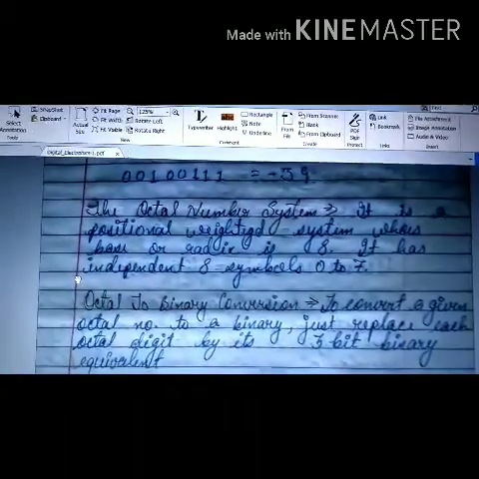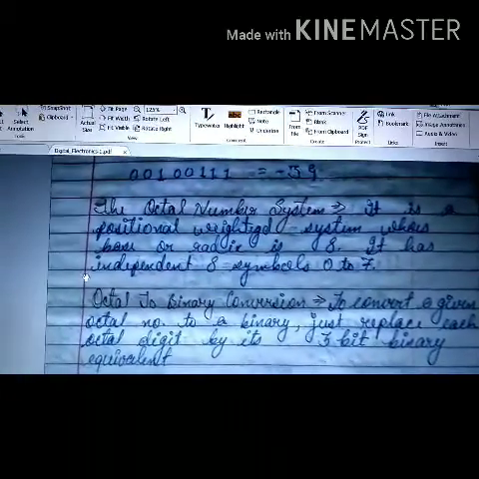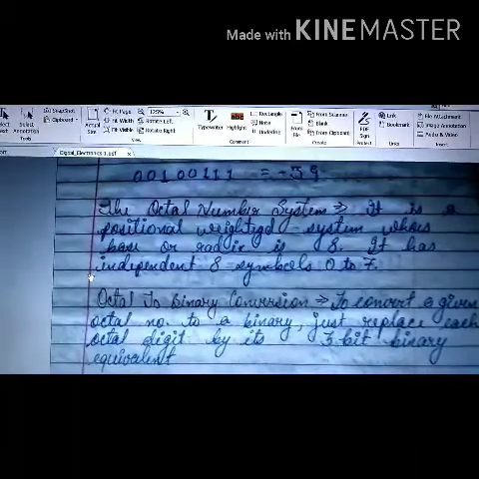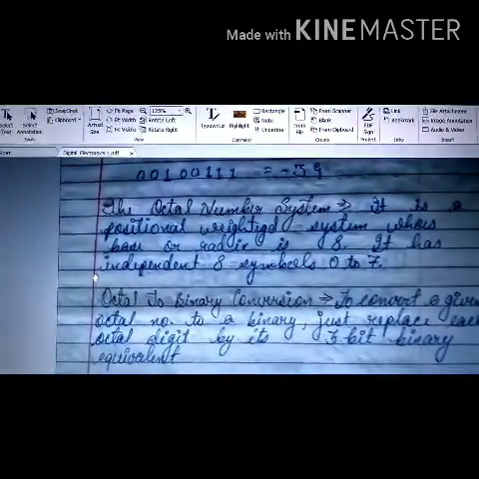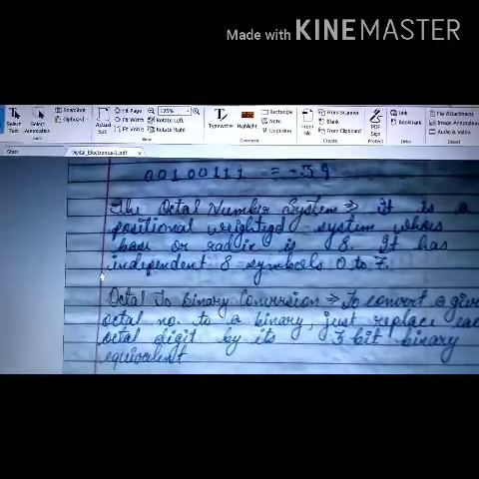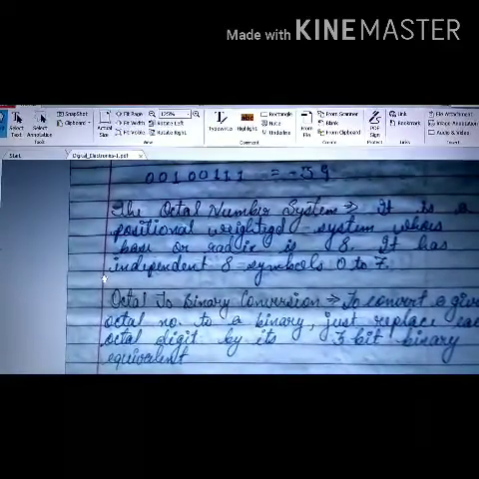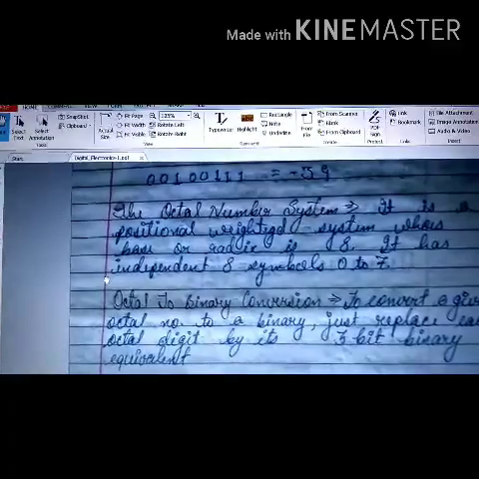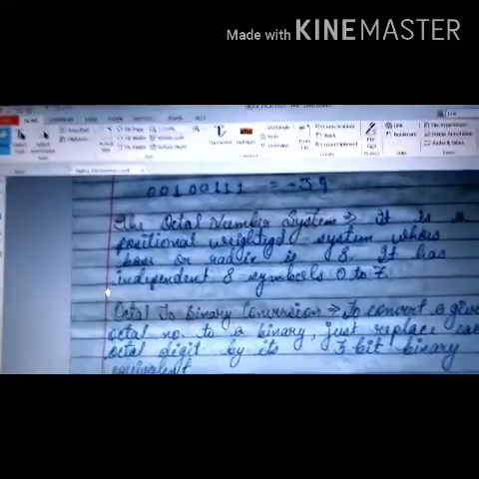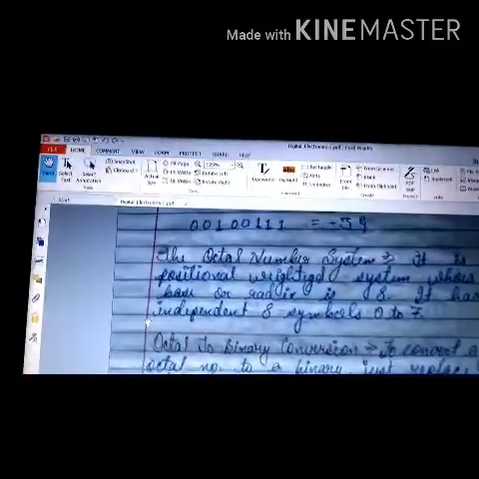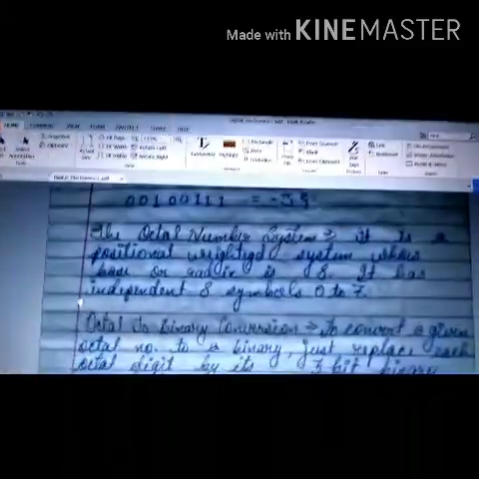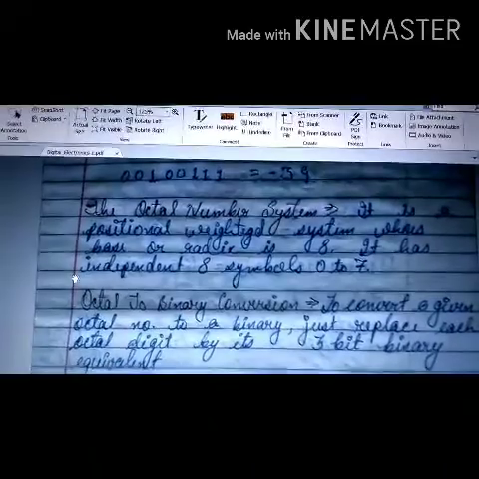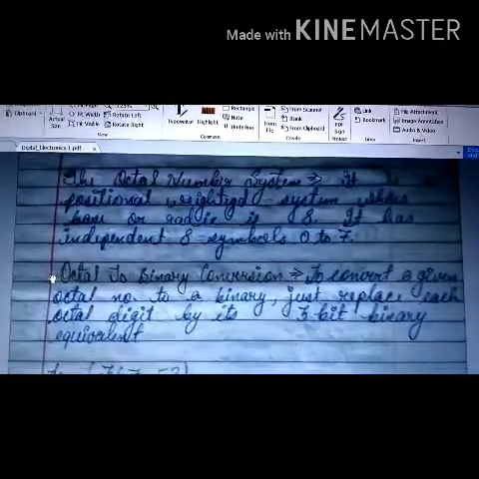And yes, it is also a positional weighted system, so each position has a weight which is a power of 8, starting from 8 to the power 0 at the LSB side to 8 to the power n at the MSB side, where n is the position of that digit. Let us see octal to binary conversion.